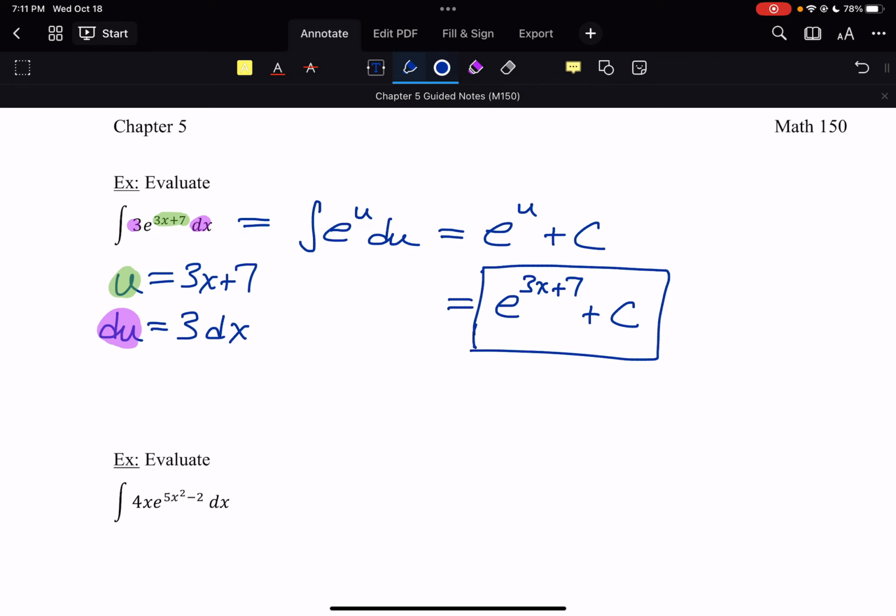And as with any integral, if you're not sure whether you did it correctly or not, you can always take the derivative of this and make sure that you get back to the original version of the function. And that is what would happen if we were to test this.